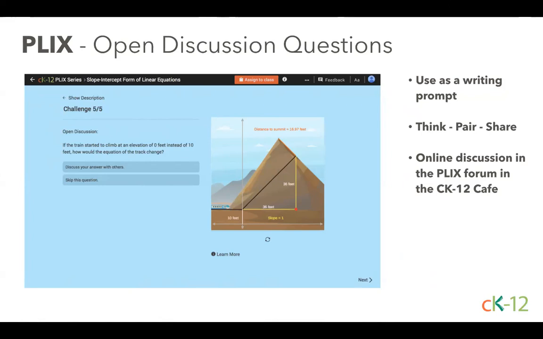Finally, one of the more exciting ways is that a lot of these open discussion questions link through to the PLIX forum in the CK-12 Cafe. If you go to the CK-12 Cafe, you will see that the PLIX forum is one of the most popular forums with the most usage. Within one PLIX, you'll see that there can be hundreds of comments on it because students like talking about things. Especially if there's no one right answer or there's a variety of approaches, this is what we need them to do. As part of Common Core, we're constantly looking at what are the different ways we can arrive at the same place? The journey on how we get there is just as important as the destination. So definitely go look in the PLIX forum and think about how you can use these open discussion questions to promote deeper learning.